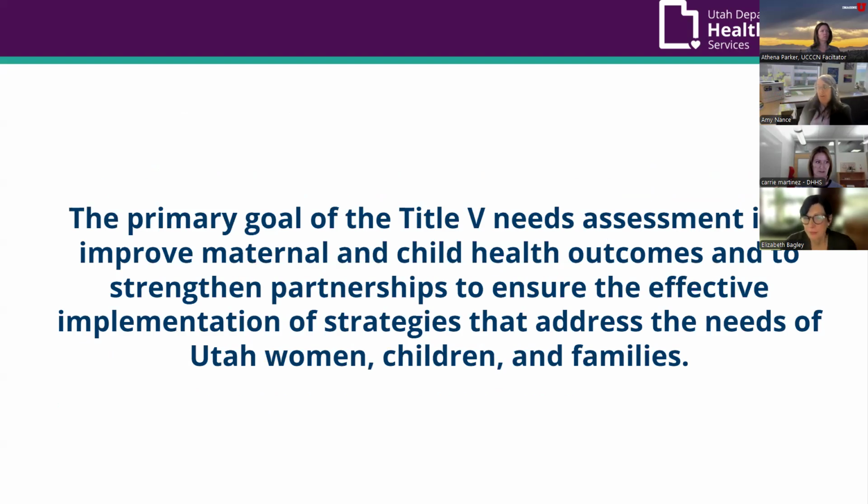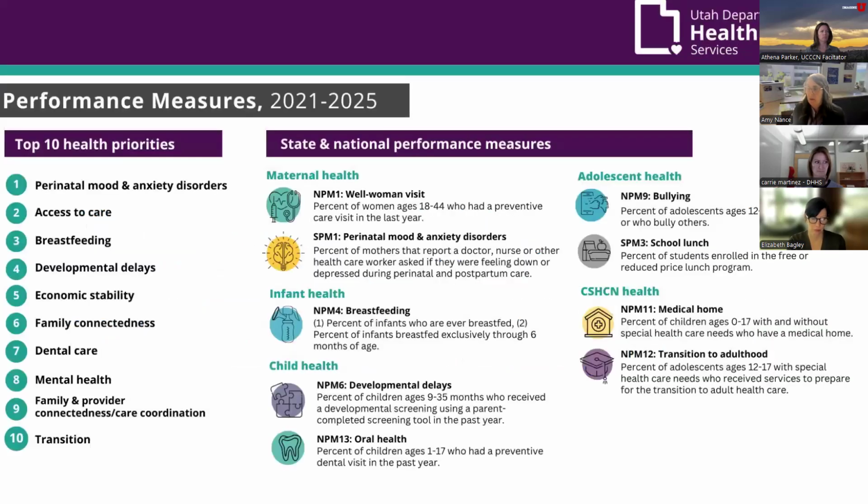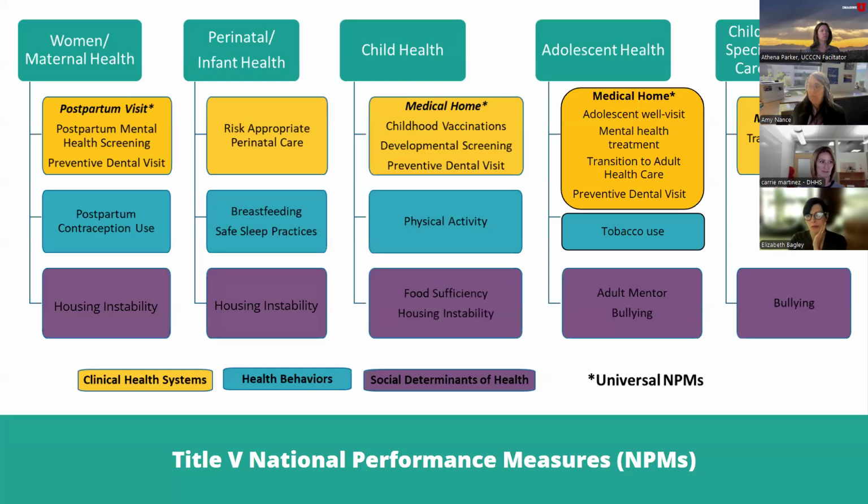The primary goal of the Title V needs assessment is to improve maternal and child health outcomes and to strengthen partnerships to ensure the effective implementation of strategies that address the needs of Utah's women, children, and families. This is just to quickly show you where our priorities have been over the last 5 years within each of the areas. These are the areas that we are tasked with overseeing and picking measures over these next 5 years. Medical home is a universal measure, and so that is a requirement of all states in the United States, as well as postpartum visits. So just a caveat there.